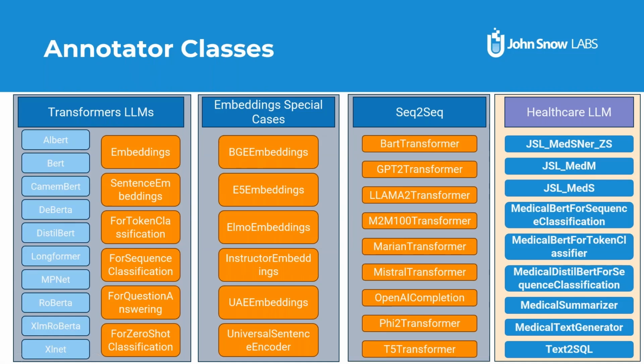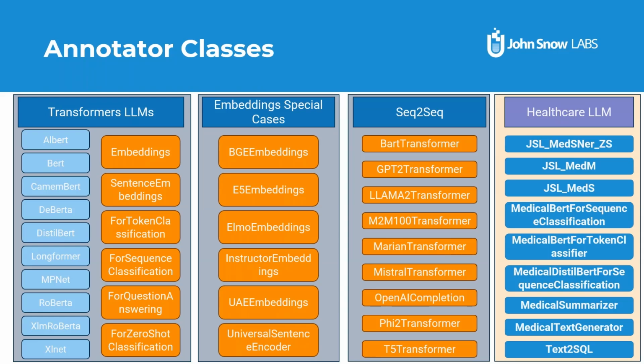And then all of those models that we talked about before, we can have several objects and several annotators in our library that will represent all of that. So for the encoder models that I mentioned, we can have Albert, BERT, CamemBERT, DistilBERT, and so on. And all of those have a few different annotators depending on what you want to do with them.